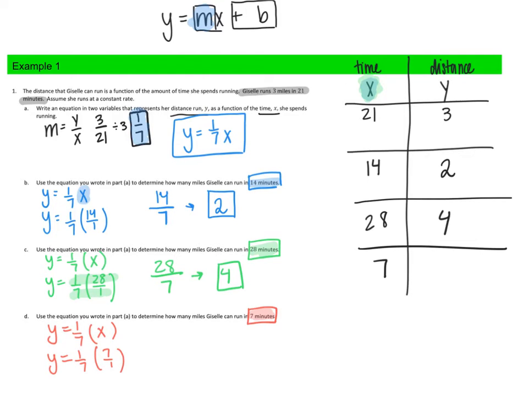All right, when you set this up, 1 times 7 is 7. 7 over 7 is the same as 7 divided by 7, which is 1. She can run 1 mile in 7 minutes. So none of this is new stuff. This is just a review of what we have already learned in the past. Okay, we're going to take this table and continue to use it on our next slide.